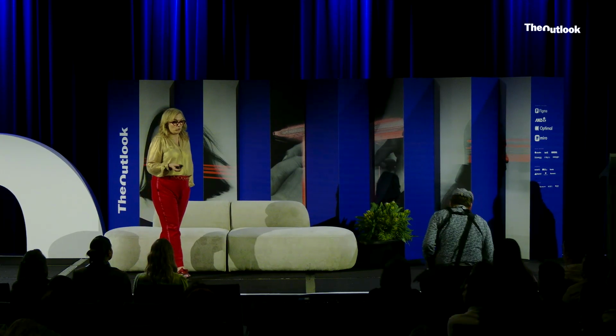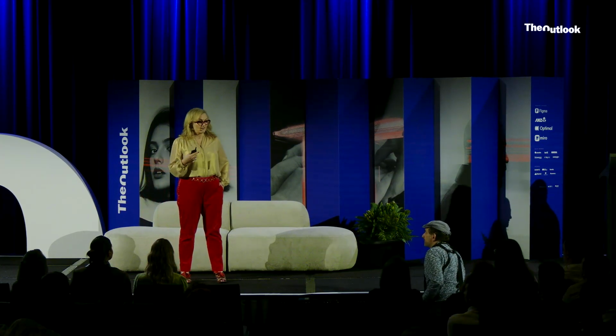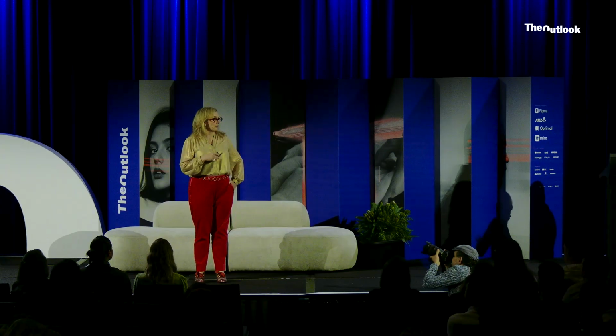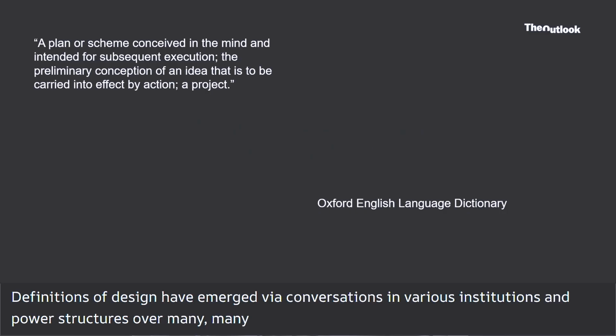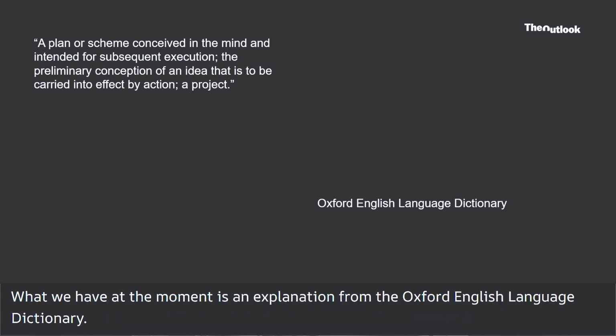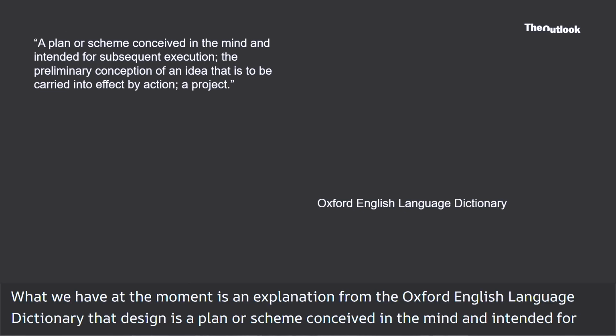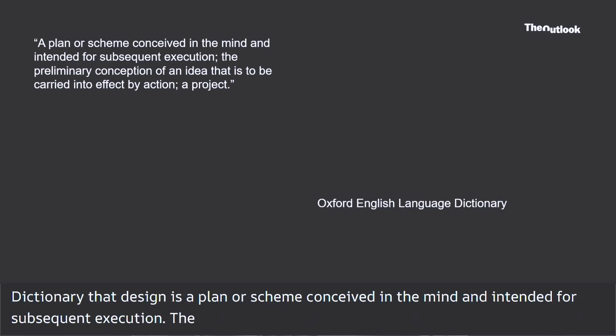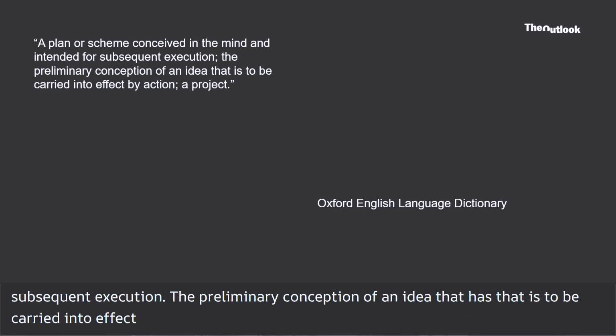Definitions of design have emerged via conversations in various institutions and power structures over many centuries. What we have at the moment is an explanation from the Oxford English Language Dictionary that design is a plan or scheme conceived in the mind and intended for subsequent execution, the preliminary conception of an idea that is to be carried into effect by action, a project. There we go, rolls right off the tongue.